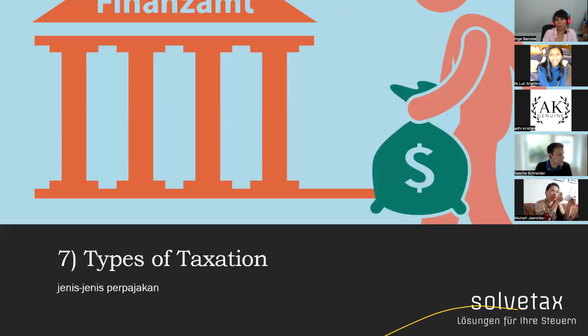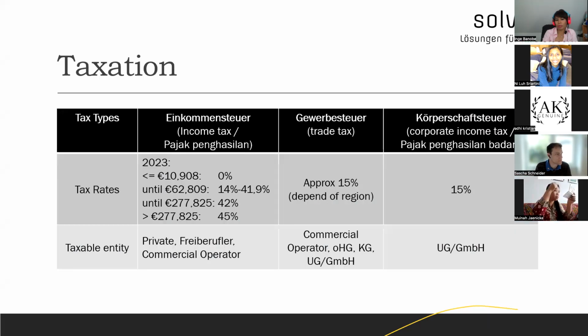Okay, and the next step, I guess it's the most important one. You like to know which tax you need to pay in general for your business. So beside this, in this part, it's still the taxation beside the VAT. We have three kinds of tax in Germany. It's the income tax, the trade tax, and the corporate income tax.